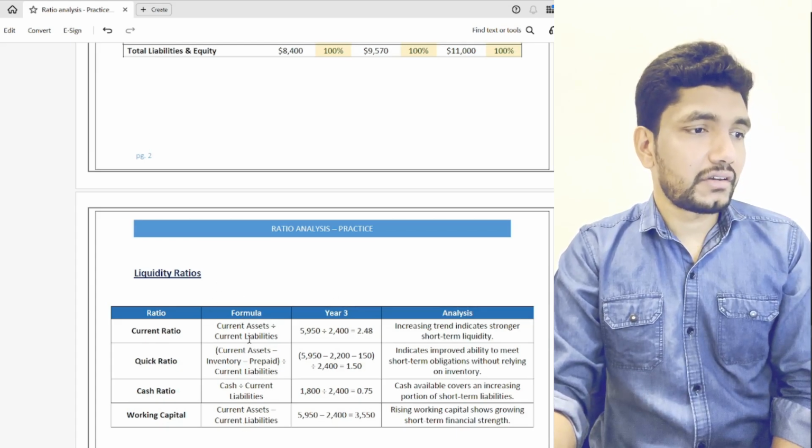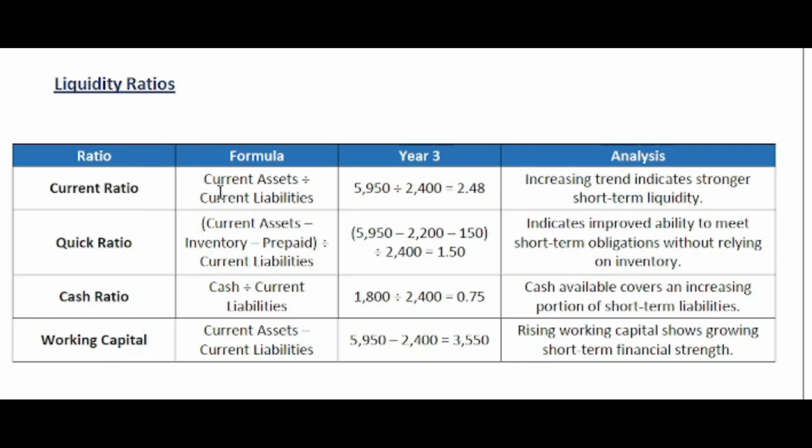The current ratio is current asset divided by current liabilities. The quick ratio is quick asset divided by current liabilities. The cash ratio is cash and cash equivalents divided by current liabilities. The formula for working capital is current asset minus current liability. So we are preparing the ratio analysis for year 3 only.